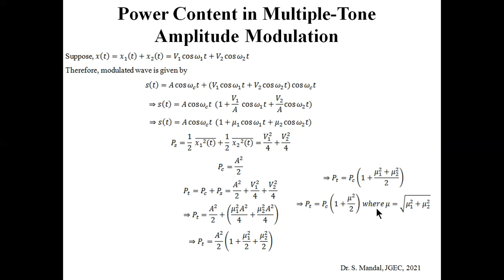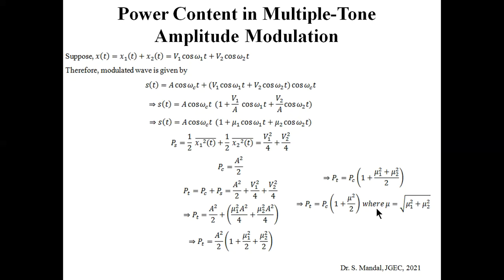As you already know that mu equals Vm by A. So here we define mu1 equal to V1 by A and mu2 equal to V2 by A. By substituting these values into the equation, we get the corresponding equation of s(t) as A cos omega ct into 1 plus mu1 cos omega 1t plus mu2 cos omega 2t.